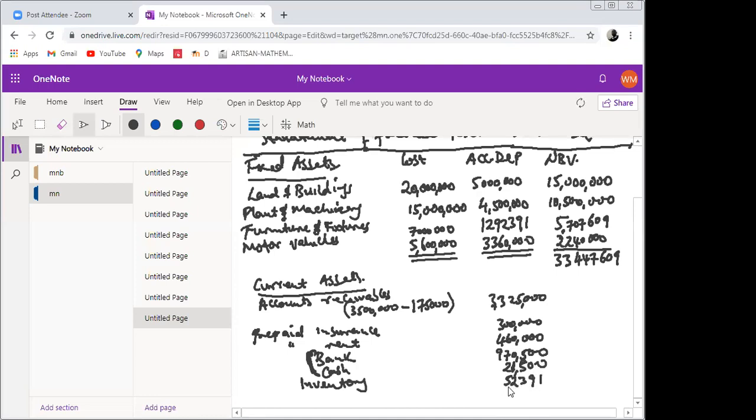52,391. So if you include it, how much now do you get? You add now 52,391 plus the others. 52,391 plus 21,500 plus 970,500 plus 460 plus 300 plus 3,325,000. What is the total?